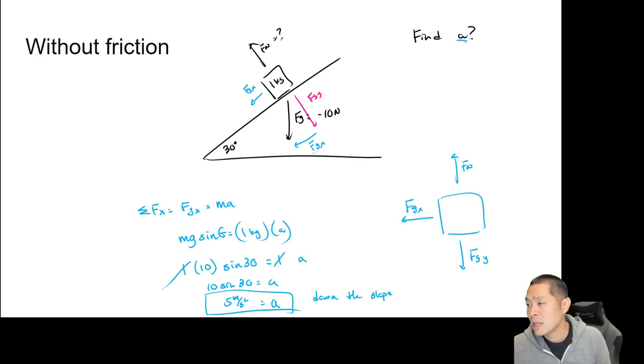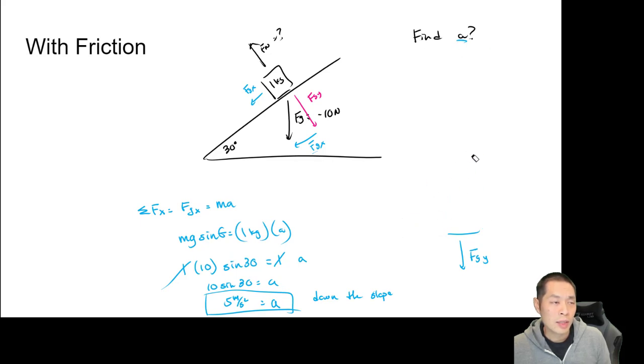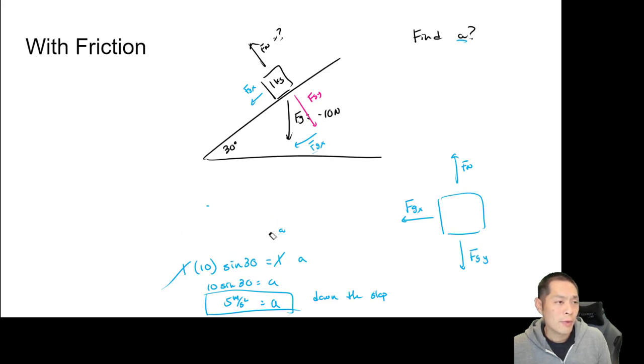Now, what happens if there was friction? So we'll do the same thing, and let me erase a couple of things. So we still want to find a. I'm going to erase this one. Actually, I could come back to it. Okay, let me erase all this. And now if we add friction, I want to figure out a couple of things.